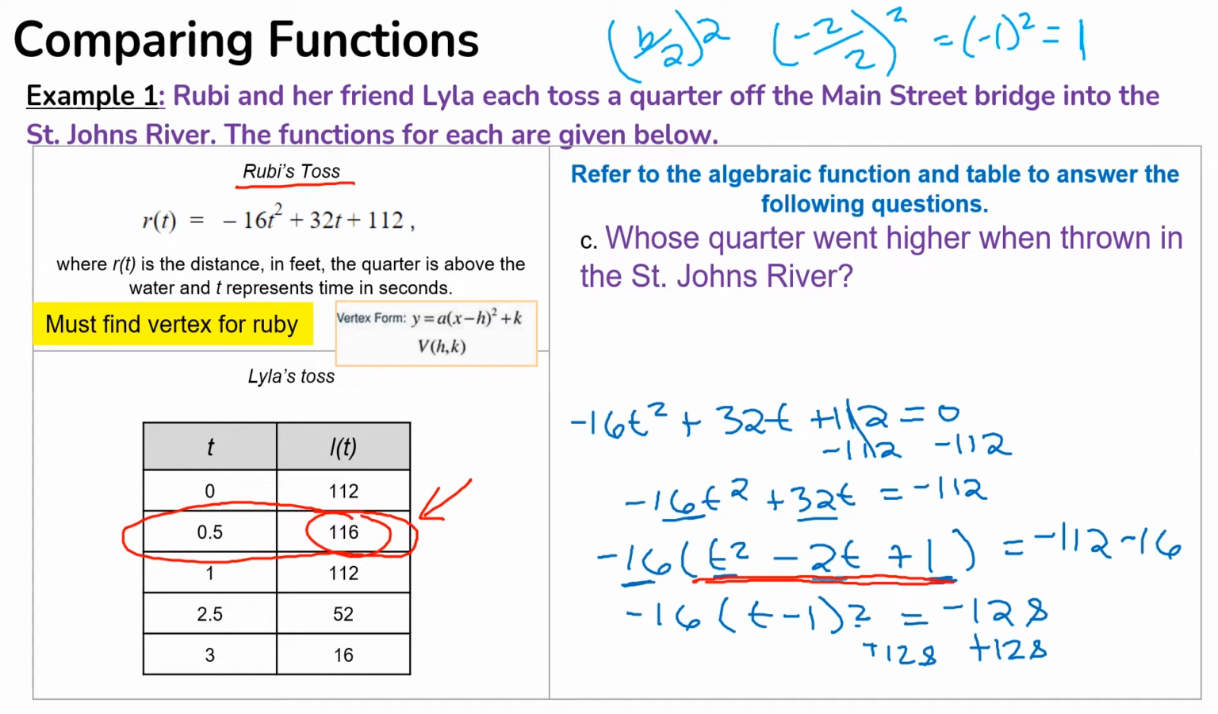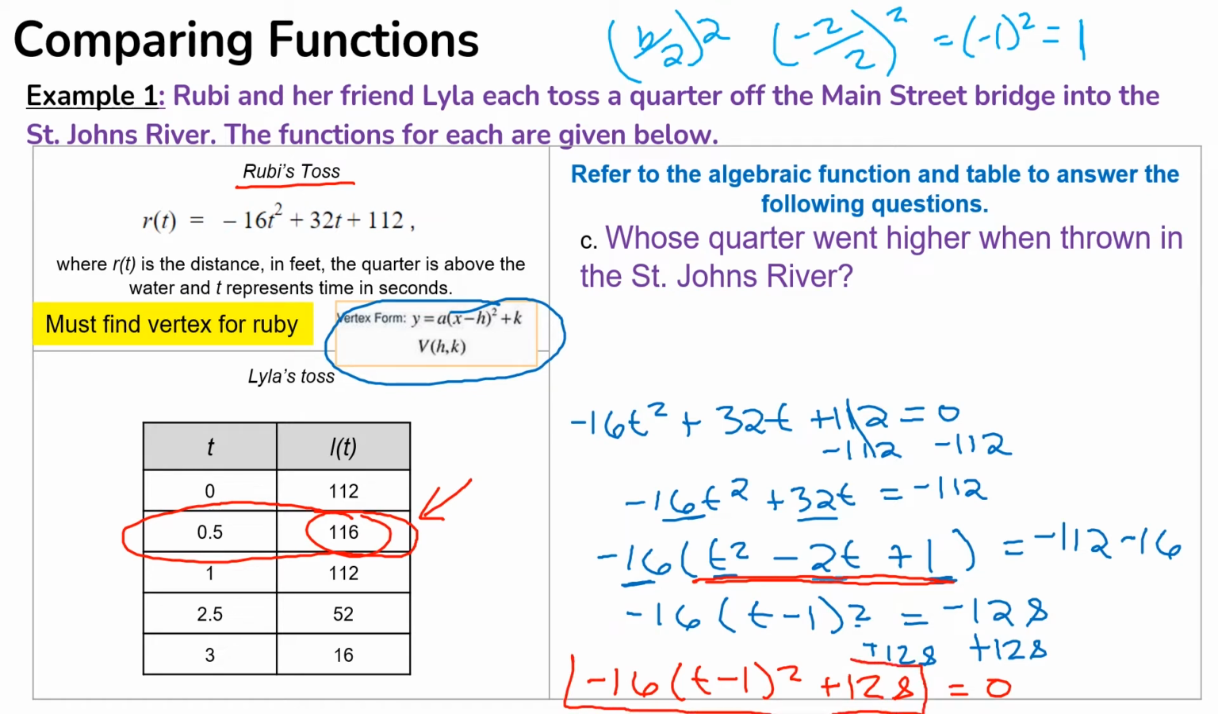And then I will have my problem in vertex form. And vertex form is here. That's what I'm looking for. All right. So finally, that would be negative 16 times t minus 1 squared, plus 128. I added that 128, so I don't need the equal 0. So this is my problem here in vertex form.